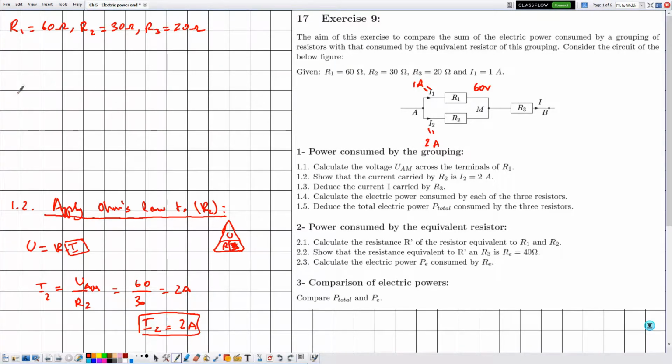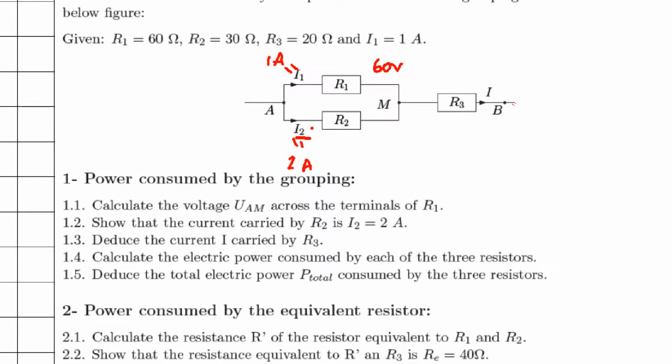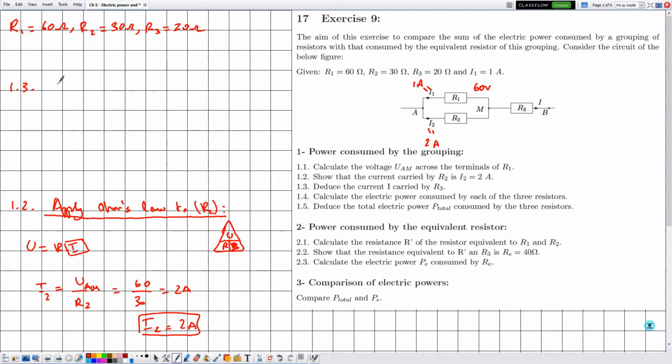Now in 1.3, deduce the current I carried by R3, and by deduce it means that we use the previous part. In the previous part we have determined I2 and we know the value of I1. Then the value of I can be determined by applying the law of addition of currents, because notice that at the point A the current splits into I1 and I2, and at the point M they join back to give me the main current I. Then let's apply the law of addition of currents.